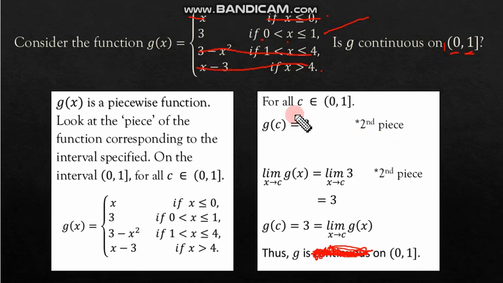So g of c is equal to 3, and the limit of the function is also equal to 3. So g of c is equal to the limit of the function. That means our function g is continuous on the interval from 0 to 1.